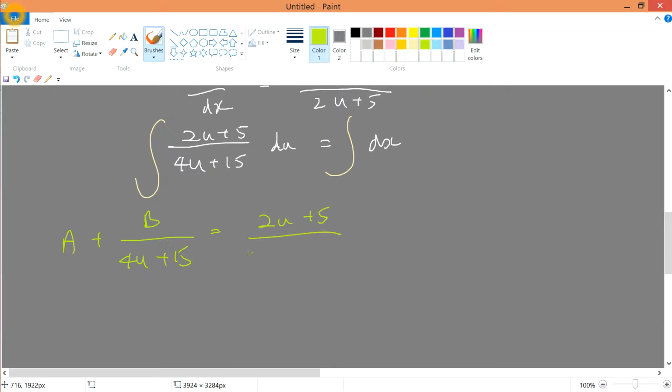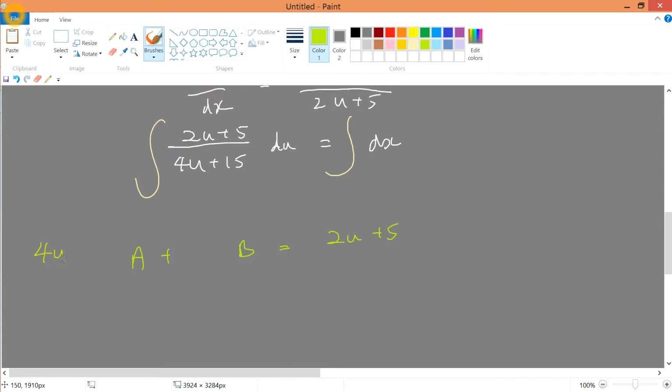So yeah, let's continue. I can rewrite this as this. I can rewrite this term in terms of this term. And to solve, I will just multiply the whole equation by 4u plus 15. Okay? If I were to do that, okay, 4u plus 15, I'll just play this out.